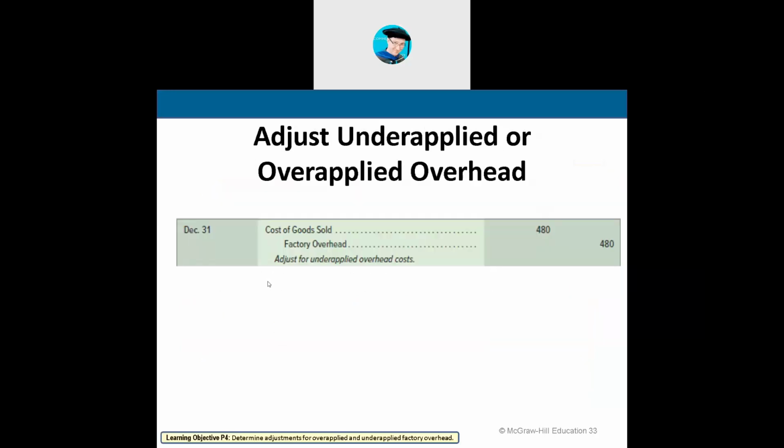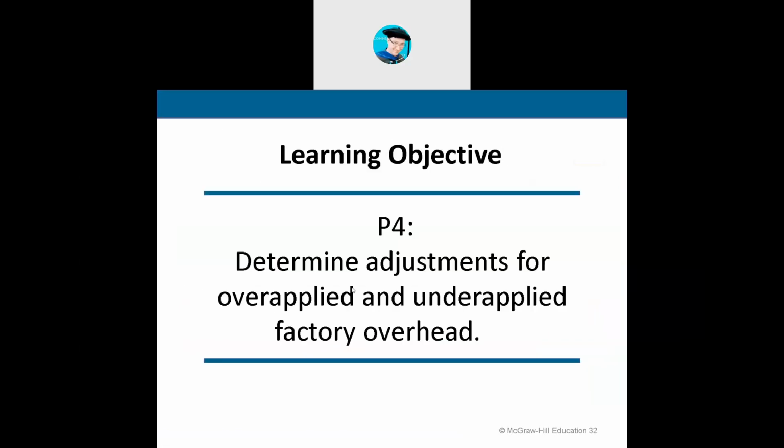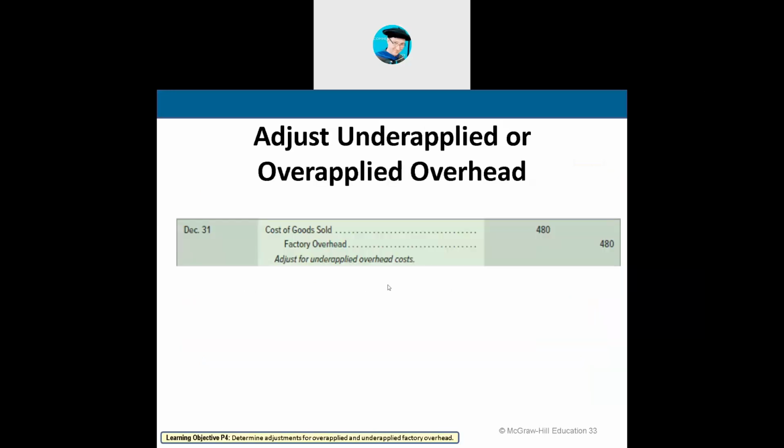So how do we determine those amounts? Well, of course, it's based off of the difference between the actual overhead cost versus the applied overhead cost. And then we will make the adjusting journal entries accordingly.